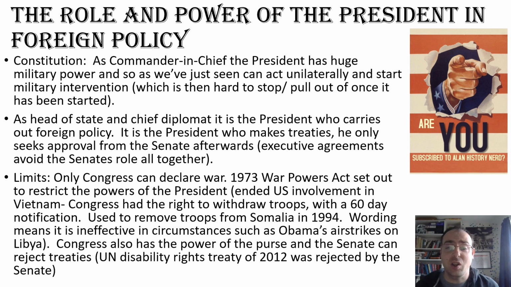As head of state and chief diplomat, it is the president who carries out foreign policy. So it's the president who makes treaties. He might then seek approval from the Senate afterwards. And again, a president working with Congress might have members of the Senate involved in the negotiations or talking to key committees about the treaties before he signs them. But generally speaking, it's an afterthought. It's done afterwards. And they can use executive agreements to avoid the Senate's role altogether.